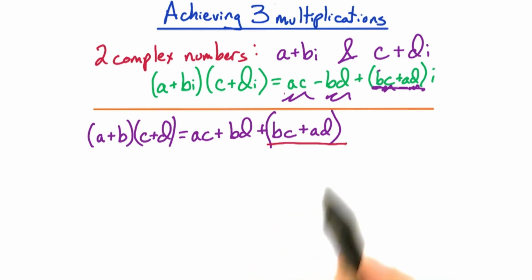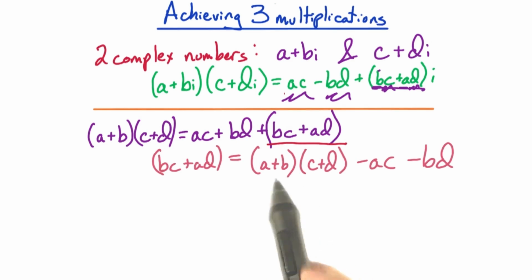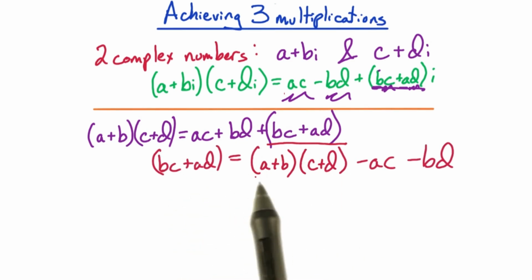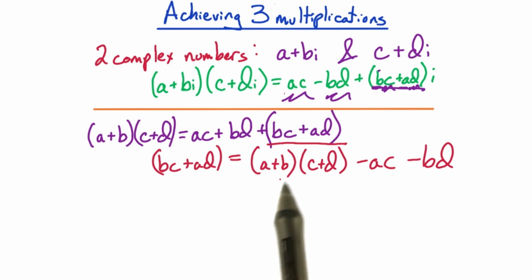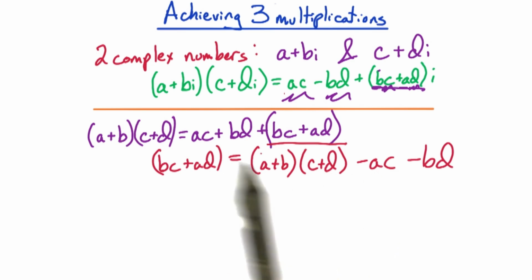Let's look back at this expression. We're trying to compute this sum, bc plus ad. So let's solve it for this term. If we solve it for bc plus ad, then we get that that's equal to a plus b quantity times c plus d quantity minus ac minus bd.